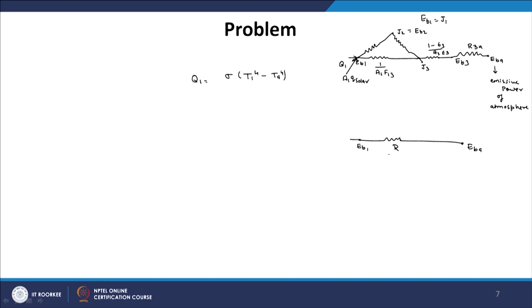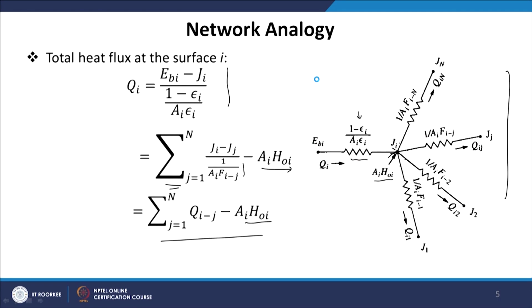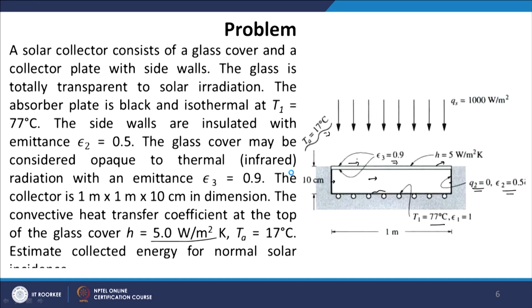The end to end potential difference is EB1 minus EBA, that is sigma T1 power 4 minus TA power 4, that is the end to end potential difference, and then R. This is the amount of flux, and then we have also the radiation from the sun. Outside irradiation we have taken separately. Let me just show you this point once again. So, we are taking the external irradiation separately. That is what we have done here also.